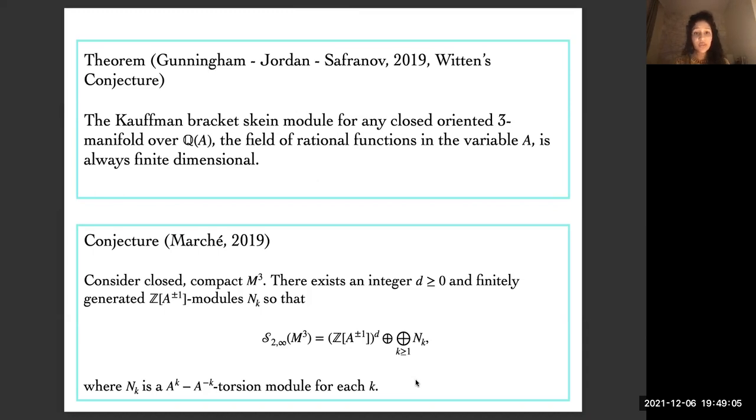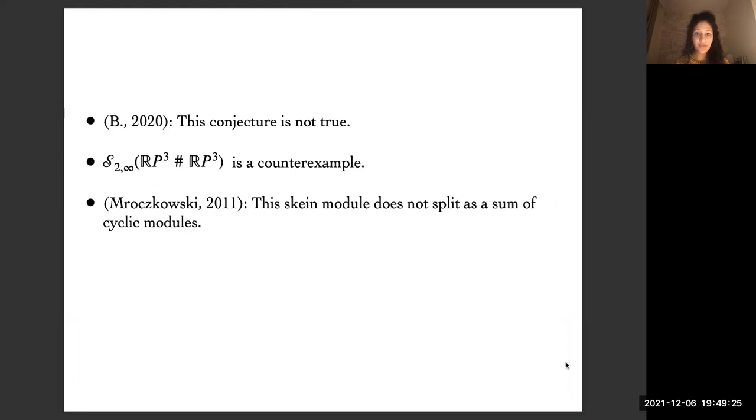And later, Julien Marché conjectured the following about the KBSM of closed compact oriented three manifolds over the ring of Laurent polynomials, and he conjectured that these KBSMs have this nice decomposition into free modules and torsion modules. Now, while all of the examples listed before satisfy Marché's conjecture, I show that this is not true in general.